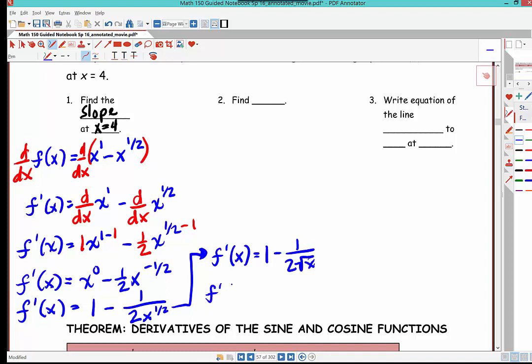So f prime at 4 is equal to 1 minus 1 over 2 times root 4. So I just plugged in 4 wherever I saw an x in the derivative function. And so what will I get? Good. That'll be 1 minus 1/4, which is 3/4. Okay, so far? Perfect.